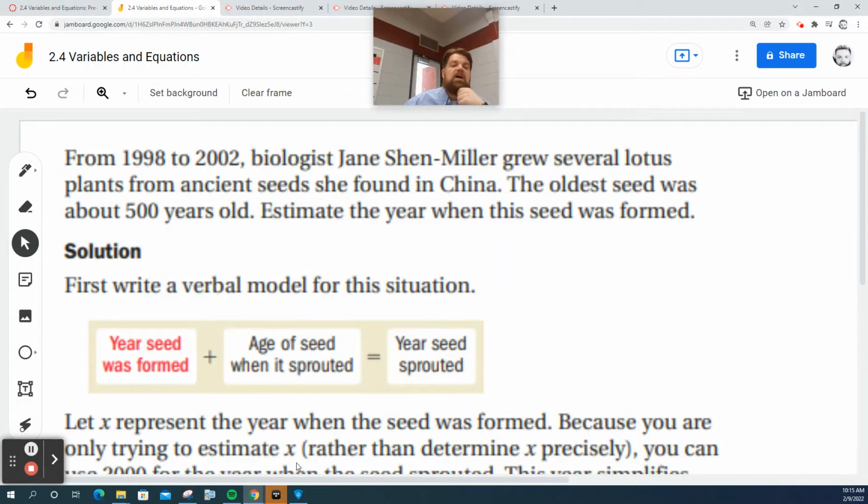All right. So from 1998 to 2002, biologist Jane Shen Miller grew several lotus plants from ancient seeds that she found in China. The oldest seed was 500 years old. Estimate the year the seed was formed.